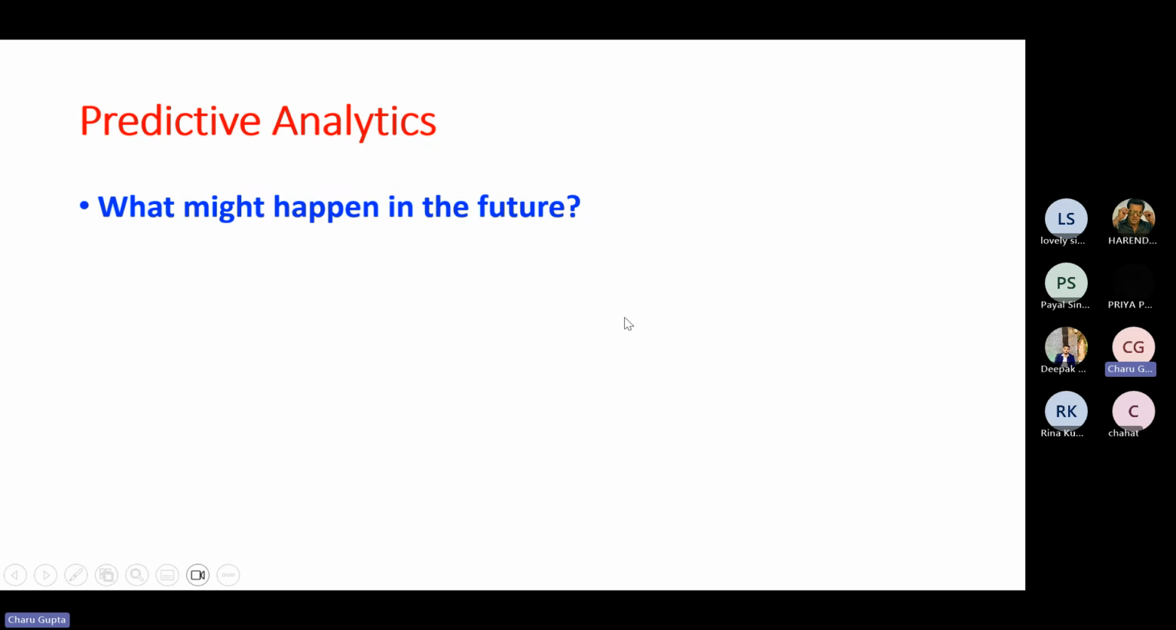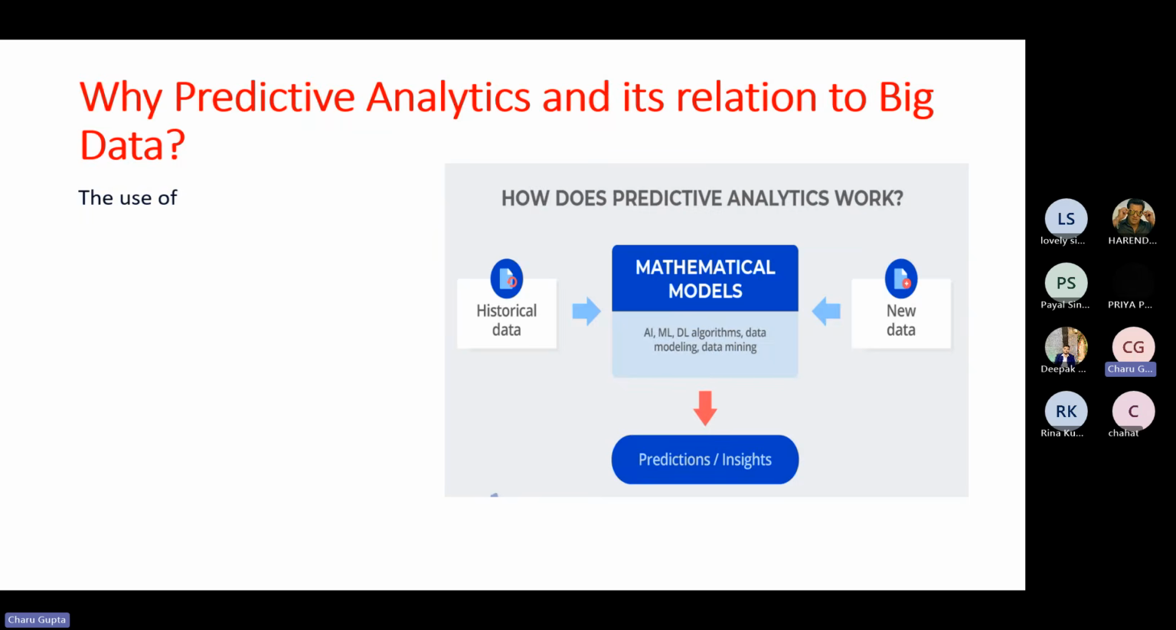So predictive analytics is a study to know what will happen in future, right? But we are not predicting the future. We are not deciding the future. We are just trying to use historical data with mathematical models and getting certain predictions or insights, right?